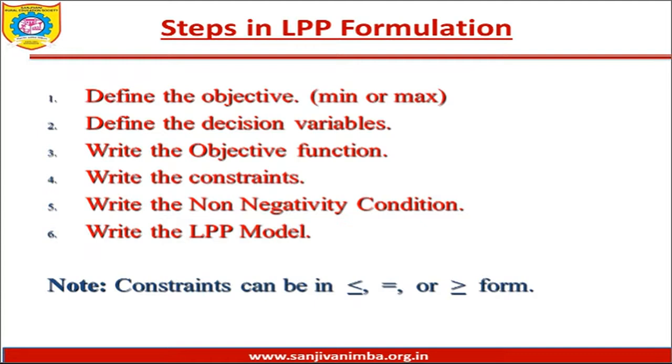Number 2, define the decision variables. Thirdly, write the objective function. Number 4, write the constraint equations. Fifthly, write the non-negativity condition, and lastly, write the LPP model. Here, you need to note that the constraint equations can be of greater than or equal to type, or equal to type, or less than or equal to type as per the requirement.